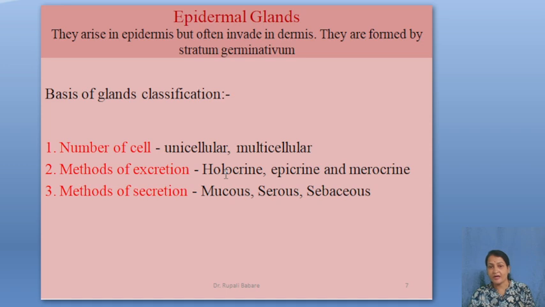These epidermal glands arise in the epidermis, but often they are involved in the dermis. They are formed by the stratum germinativum layer. The epidermal glands are classified on the basis of number of cells, then the method of excretion and method of secretion. First of all, on the basis of number of cells, the epidermal glands are classified into 2 types, multicellular and unicellular.